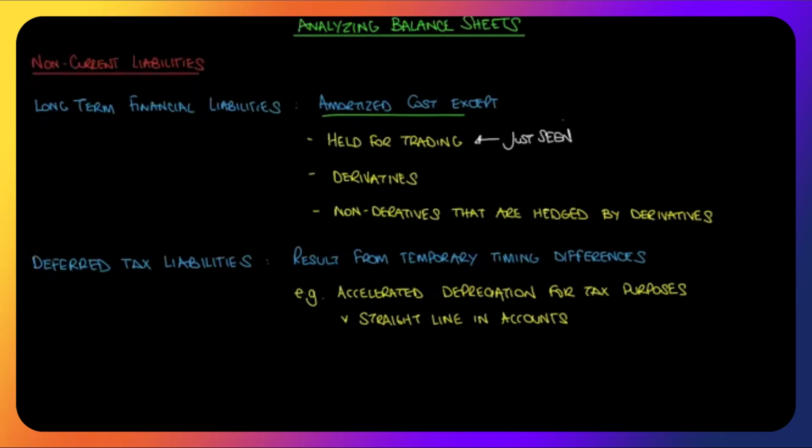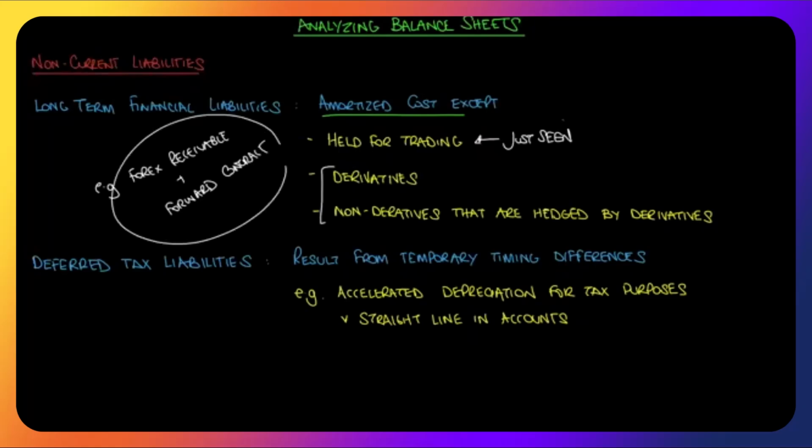Derivatives and non-derivatives that are hedged by derivatives. So you could have, for example, let's say a Forex receivable in the balance sheet. It's just accounts receivable. It's an amount owed by your customer, but you've hedged it. You've agreed they're sending you a foreign currency, maybe you're US and they're sending you euros. You've got a forward contract to sell those euros. You've hedged it. Those two can be matched together at current market value.